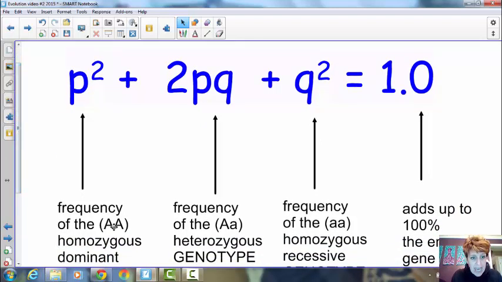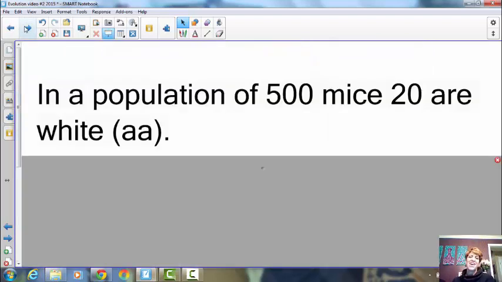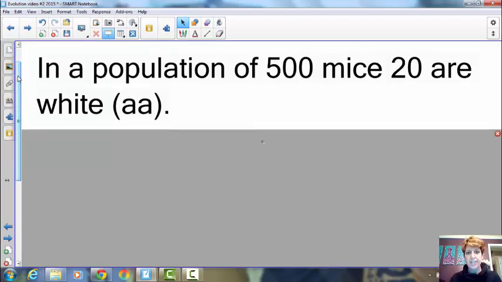So big A big A is equal to P squared. Big A little a is equal to 2PQ. Little a little a is equal to Q squared. And the frequency of each of these genotypes, that's everybody. Everyone's got to fit in there somewhere, so that should add up to your entire gene pool. All right, last slide of the video. We are going to do an example. We will do plenty of these in class. This is a great thing to do as part of your Cornell notes. Make up some problems, or Google some problems, or go to your textbook and find some problems and solve for yourself. So we're going to solve this one together.